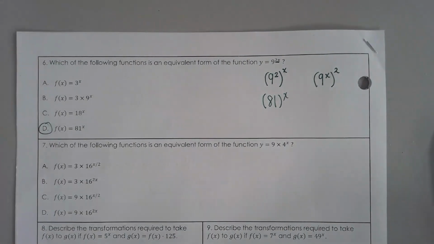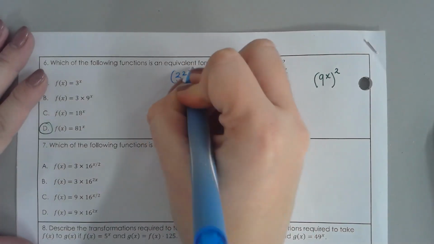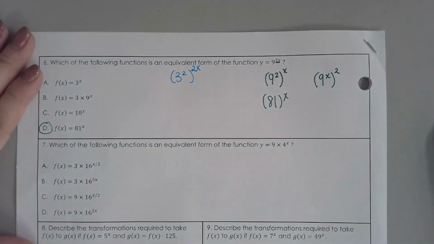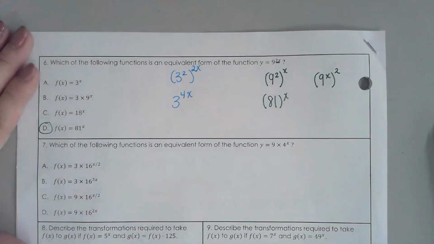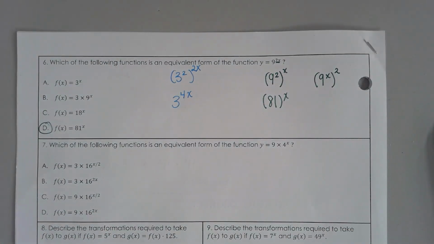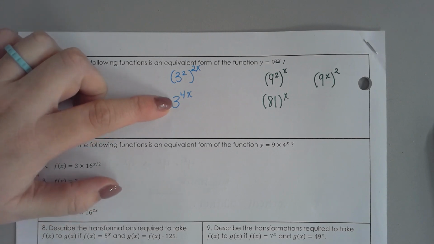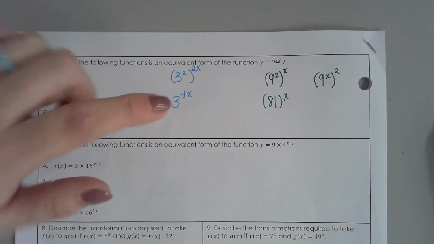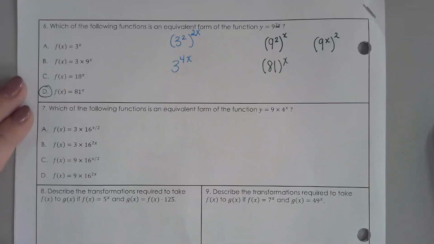Some other things, like when I first saw it, I was like, okay, I know that 9 is 3 squared to the 2x, and then I thought to do 3 to the 4x power. But that's not an option. So this is not wrong. It's still correct, but it's just not one of the options they gave me.